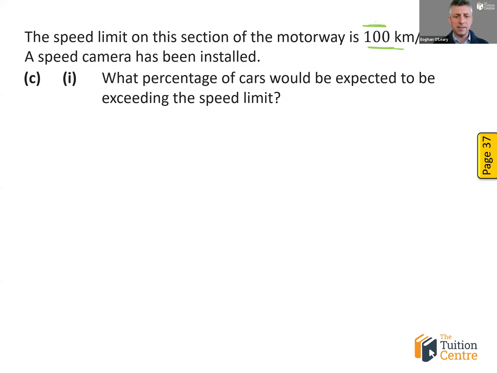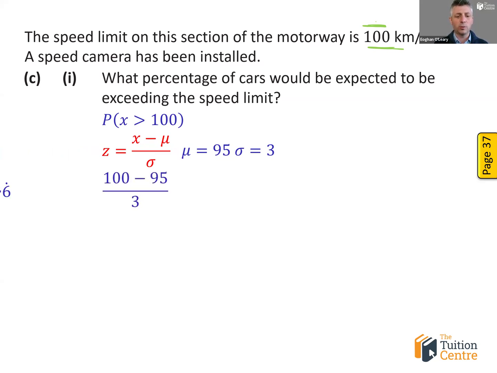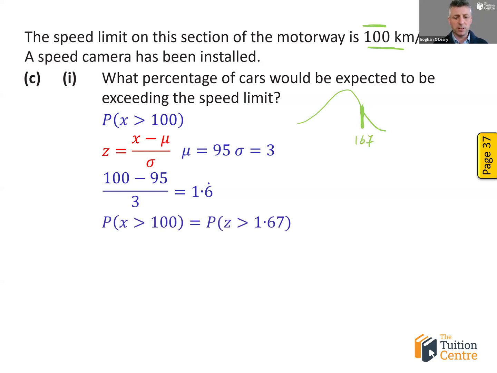But in this case here, we're talking about an actual speed limit of 100 kilometers. So what would we say? Well, in this case, x is actually going to be 100. That's the speed. So we fill in our standardizing formula, put in the 100 for x. Mu is 95. Sigma is going to be 3. So you can see it's 1 and 2/3, 1.6 recurring standard deviations above the mean. So you're up there somewhere. 1.67, because we're going to say, well, the probability of having a speed greater than 100 is the same as the probability of having a z-score greater than 1.67.